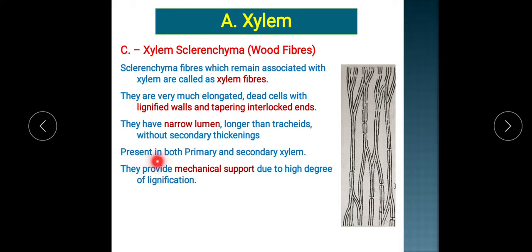Xylem sclerenchyma is present in both the primary and the secondary xylem. And xylem sclerenchyma provides mechanical support due to its high degree of lignification. So mainly the xylem fibers or the wood fibers provide mechanical support to the plant body.